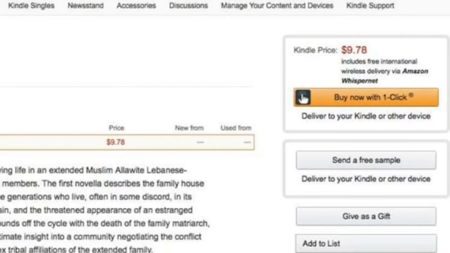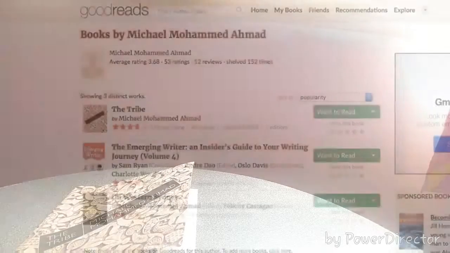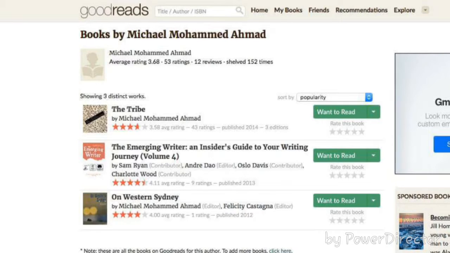The price of the book was a decent one. It was $9.78. The ebook and the Kindle edition seemed not to be as popular as the paperback. I would agree with that, because the hard copy of the book is small and it's much easier to hold and read, and it's only 156 pages. Further through my research, I found out that the author has also written another 2 books. One was called Western Sydney and the other Emerging Writer, An Insider's Guide to Your Writing Journey, Volume 4.